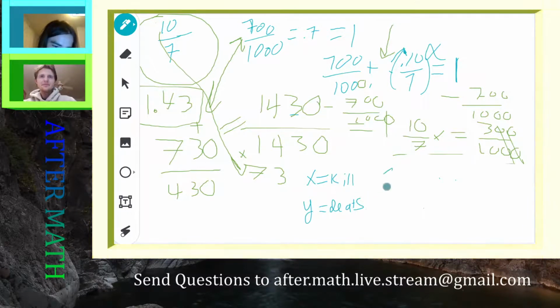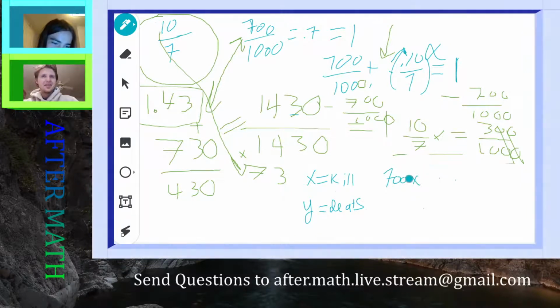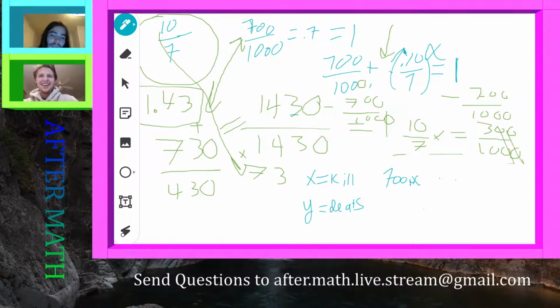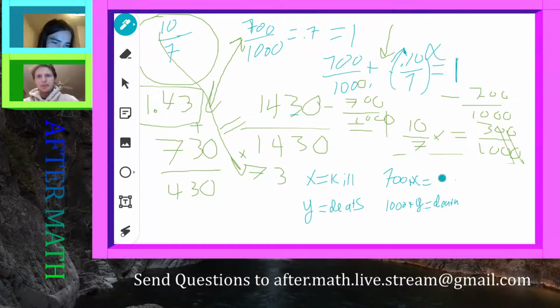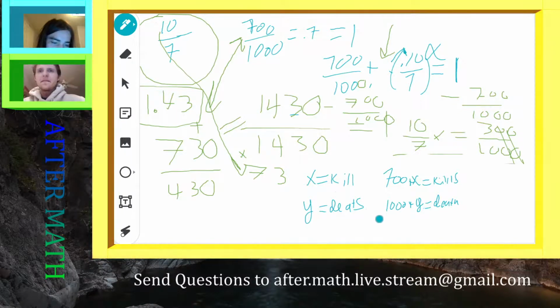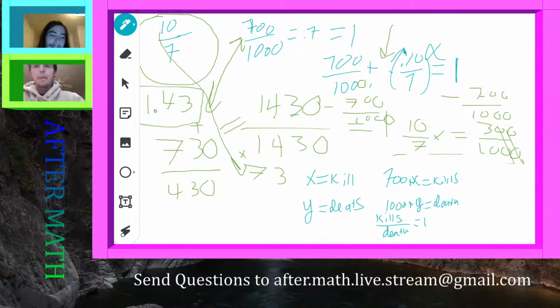Okay. So we have 700 plus x, right? And then we have 1,000 plus y, right? And this is equal to total deaths. This is equal to total kills, right? And then we want kills divided by deaths to equal 1, right? Now this is how we've got to do this. So we've got to substitute.